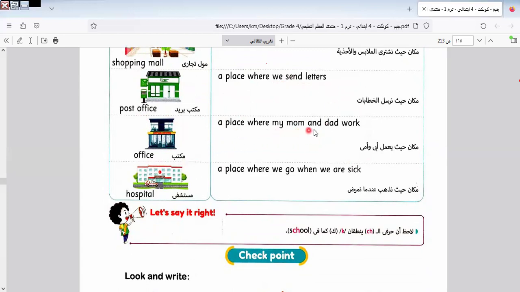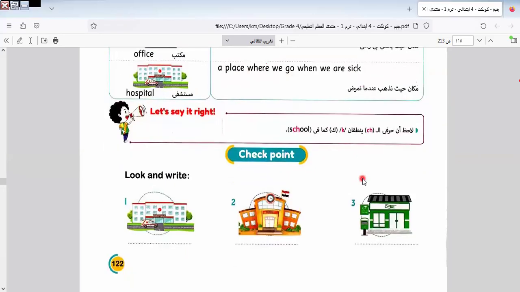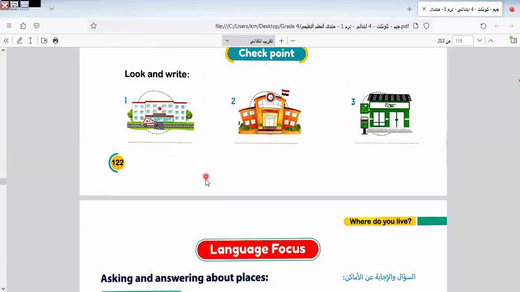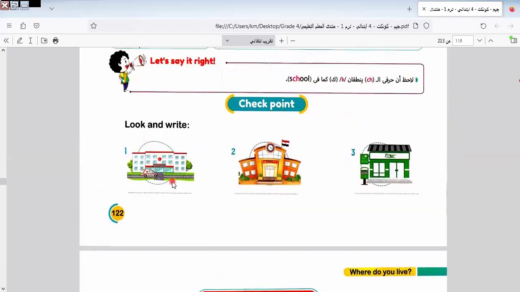Office, a place where my mom and dad work. Hospital, a place where we go when we are sick. So I hope to be in good health and not have to go to the doctor. Okay, I hope so. So here, look and write.